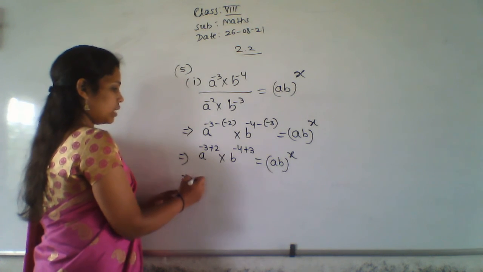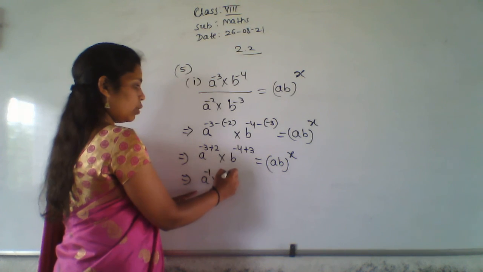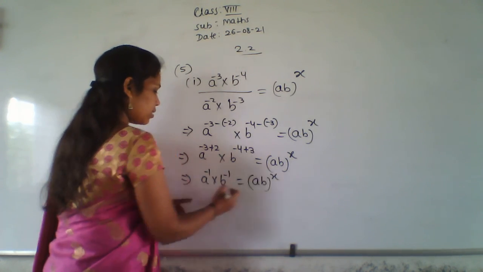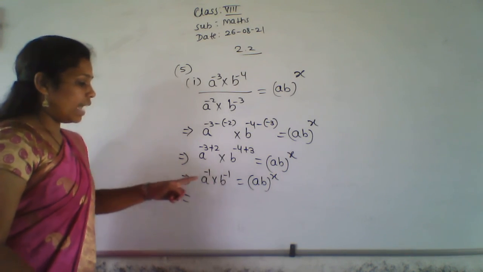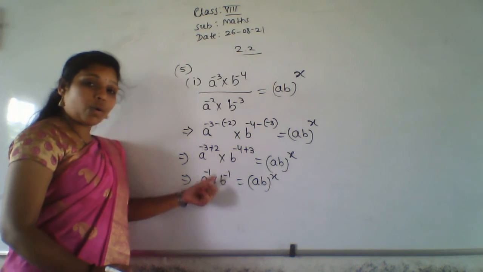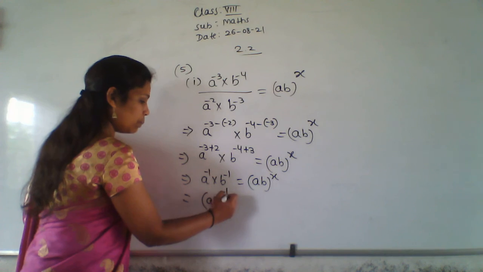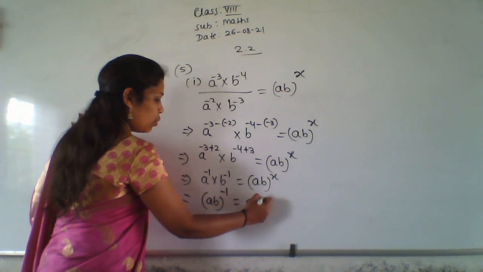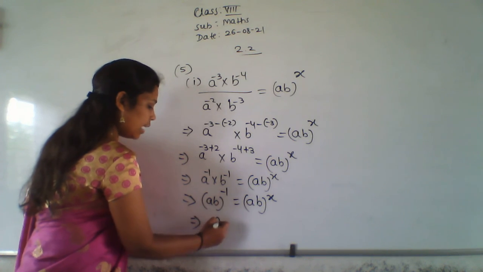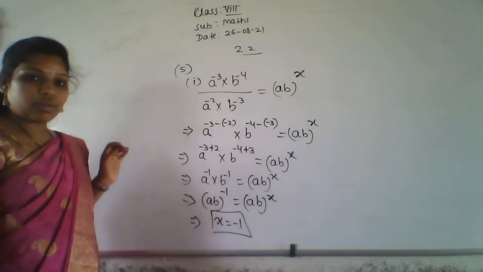Now which implies that a to the power minus 1 and here also b to the power minus 1, that is equal to (ab) whole to the power x. So whenever the power is same, a to the power m into b to the power m is nothing but (ab) whole to the power m. So we can write (ab) whole to the power minus 1 is equal to (ab) whole to the power x. So what is the value of x here? x is equal to minus 1. Like that we have to solve the problem.